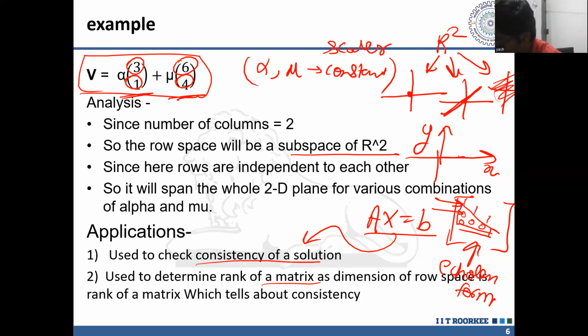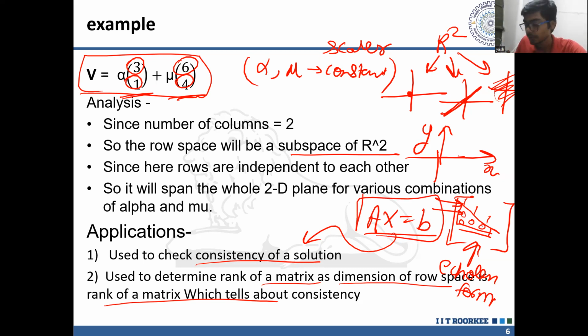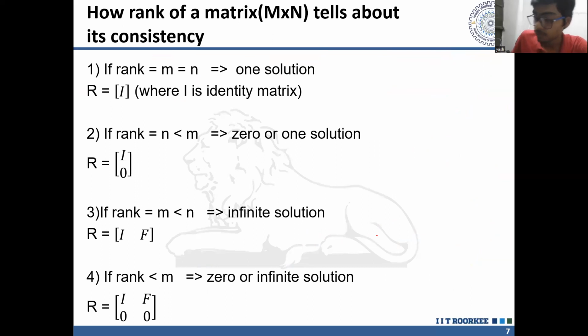So once we find the row space, its dimension will be the rank of that matrix, which will further tell about the consistency, that is, whether the solution will exist or not. We can check this further. So how will the rank tell about consistency? We can check from here.